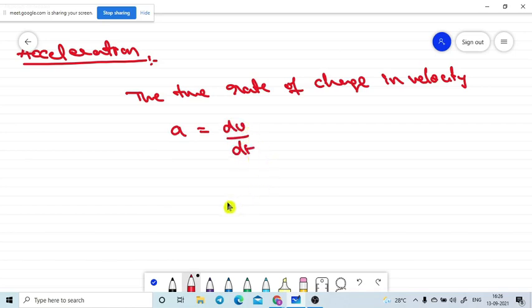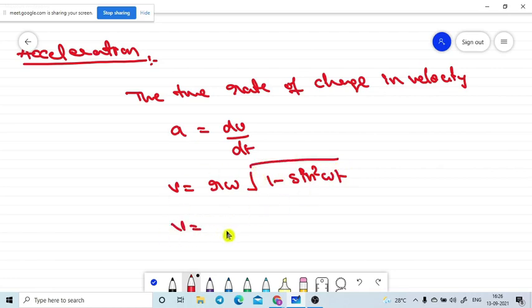But in our case, what is the velocity? Our case formula, velocity is equal to r omega into square root of 1 minus sin square omega t. This is the formula we are having. Otherwise our previous formula, v is equal to, what is the formula? r omega into cos omega t we are having. Are you getting or not? Hello? This formula only, na?